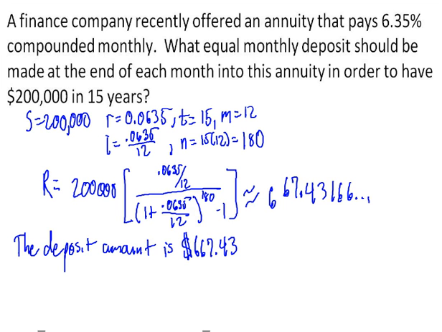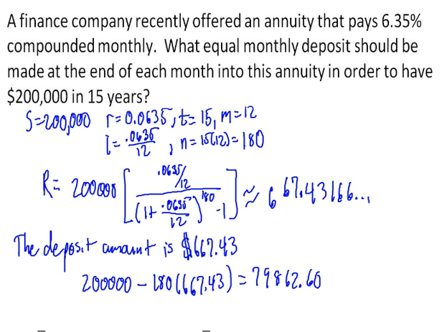So the equal monthly deposit amount would be $667.43. Now if we wanted, we could figure out how much interest this person would earn with this annuity by figuring out, okay, what is the total amount that they would put in themselves, and then subtract that from the $200,000, because all that extra would be interest.